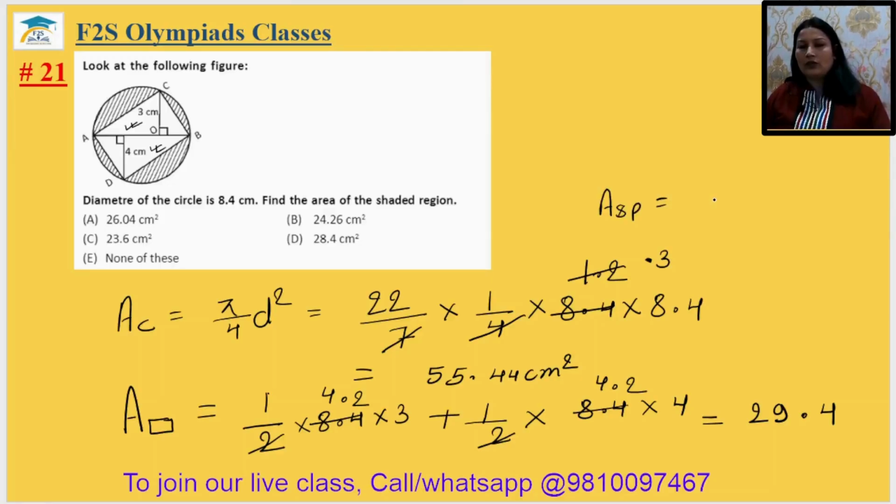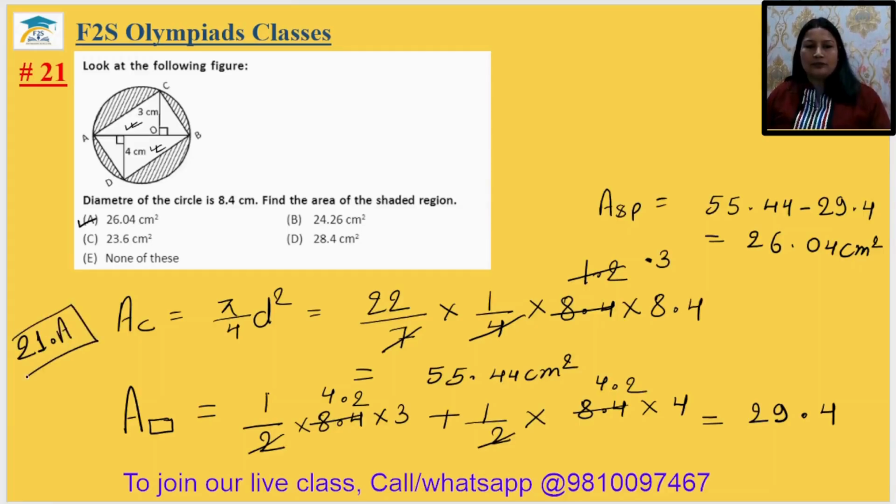Shaded part will be equal to 55.44 minus 29.4. This is equal to 26.04 centimeter square. It is in the option number A. The 21 answer is option A.